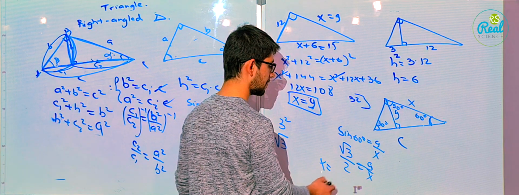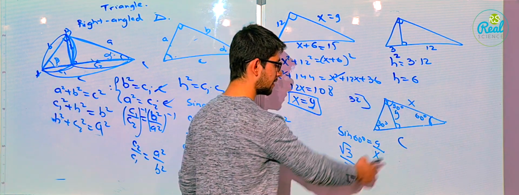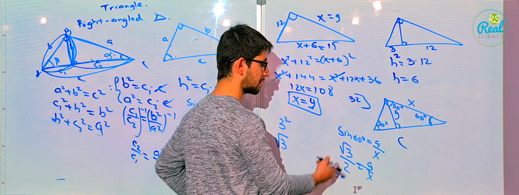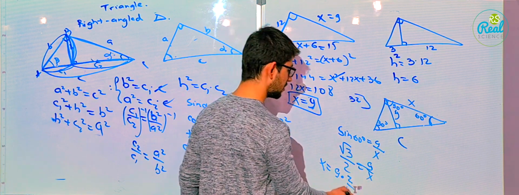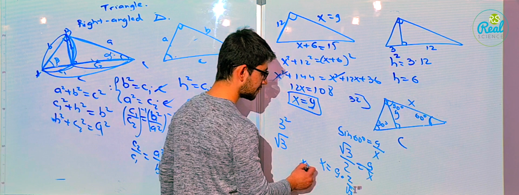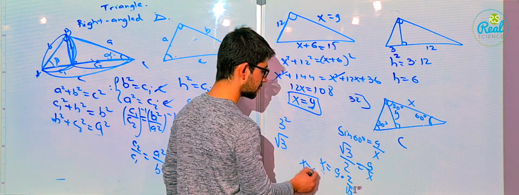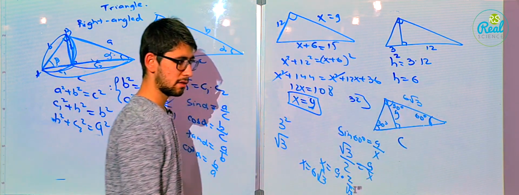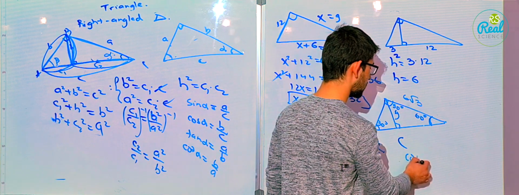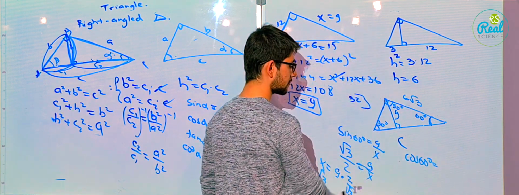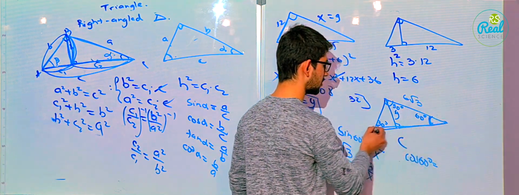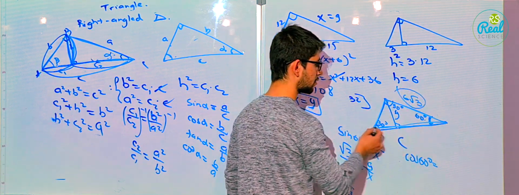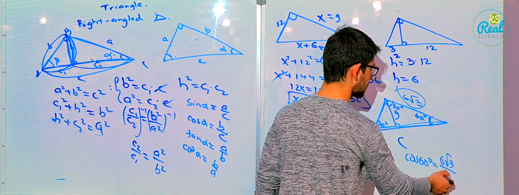X equals. So you multiply X to the other side and divide by square root of 3 over 2 on the other side. It becomes 9 divided by this, and if you bring it to multiplication, you invert the fraction. Your X becomes 6 under root of 3. This is your leg, 6 under root of 3. And cosine 60 degrees of the same angle, for the big triangle, is adjacent leg divided by hypotenuse, 6 under root of 3 over C.